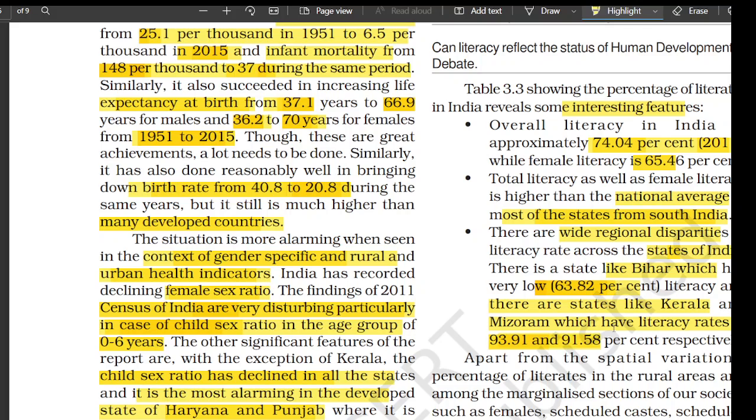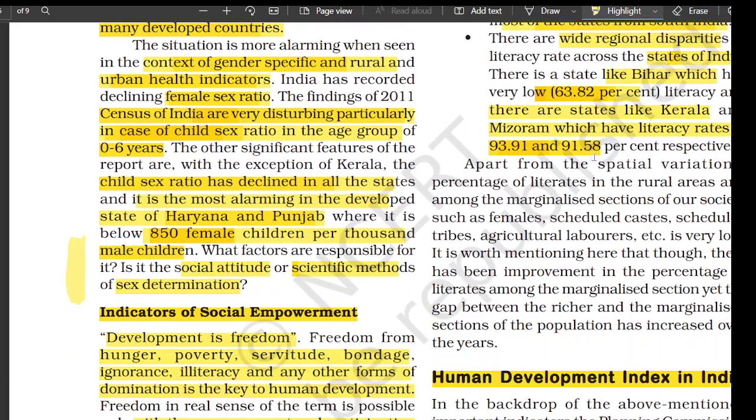93.93% and 91% respectively. Apart from the spatial variations, percentage of literates in rural areas and among the marginalized sections of the society, such as females, scheduled caste, scheduled tribes, agricultural laborers, etc., is very low. It is worth mentioning here that though there has been improvement in the percentage of literates among the marginalized section, yet the gap between the richer and the marginalized sections of the population has increased over the years.